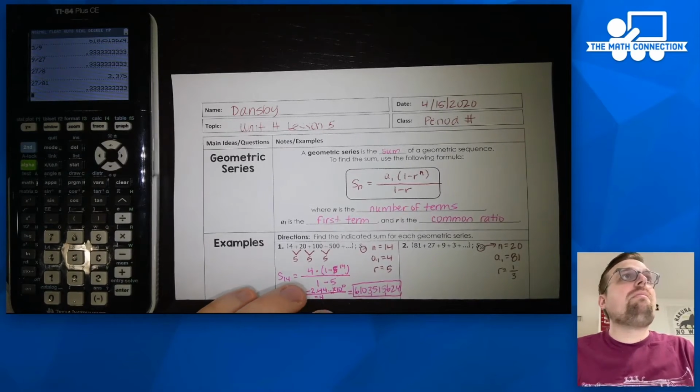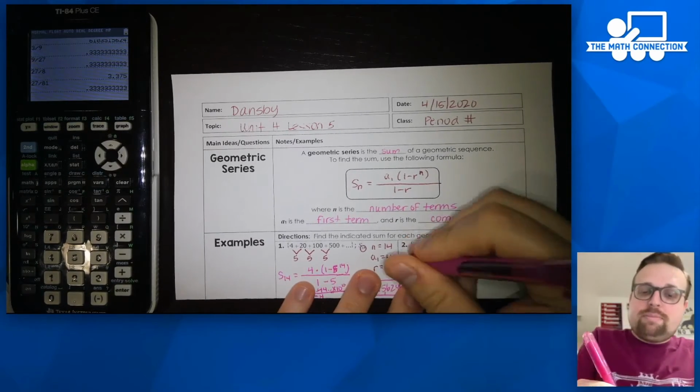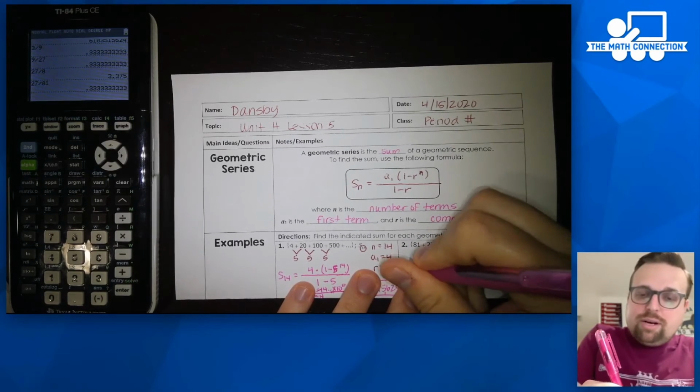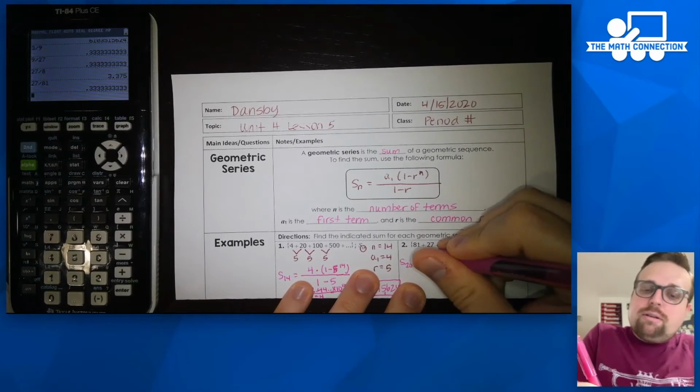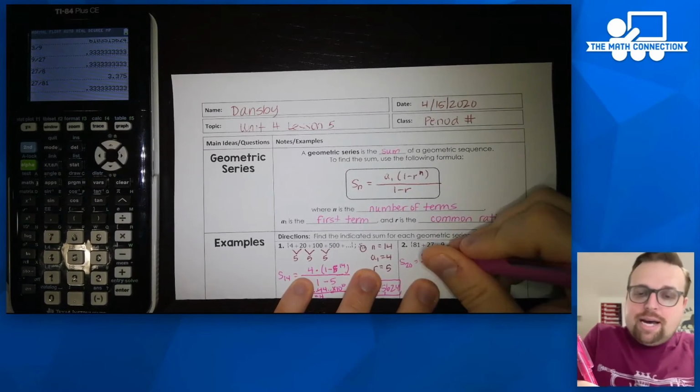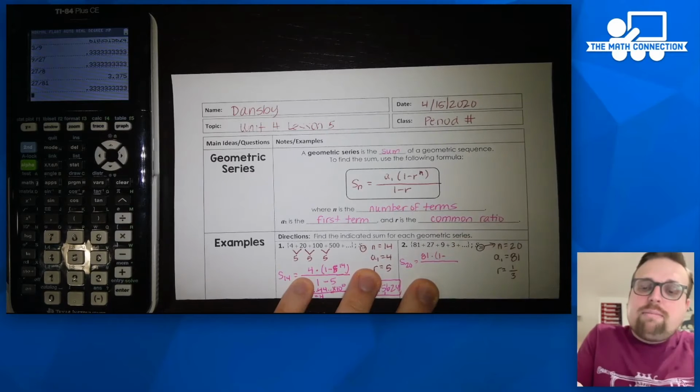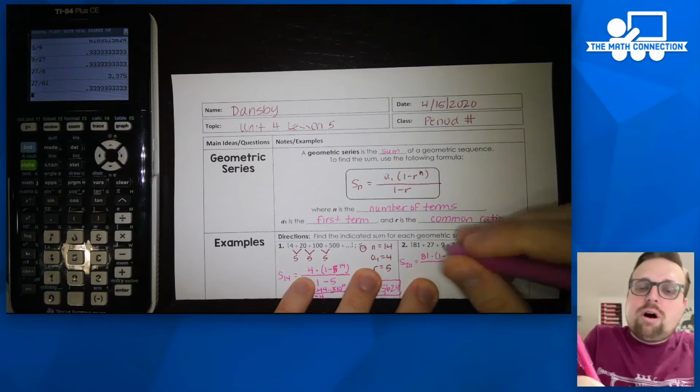So let's pull this out and let's do S20. We're going to have a big fraction. The first term is 81. We're multiplying that by the value of 1 minus r to the nth power. So r is 1/3.